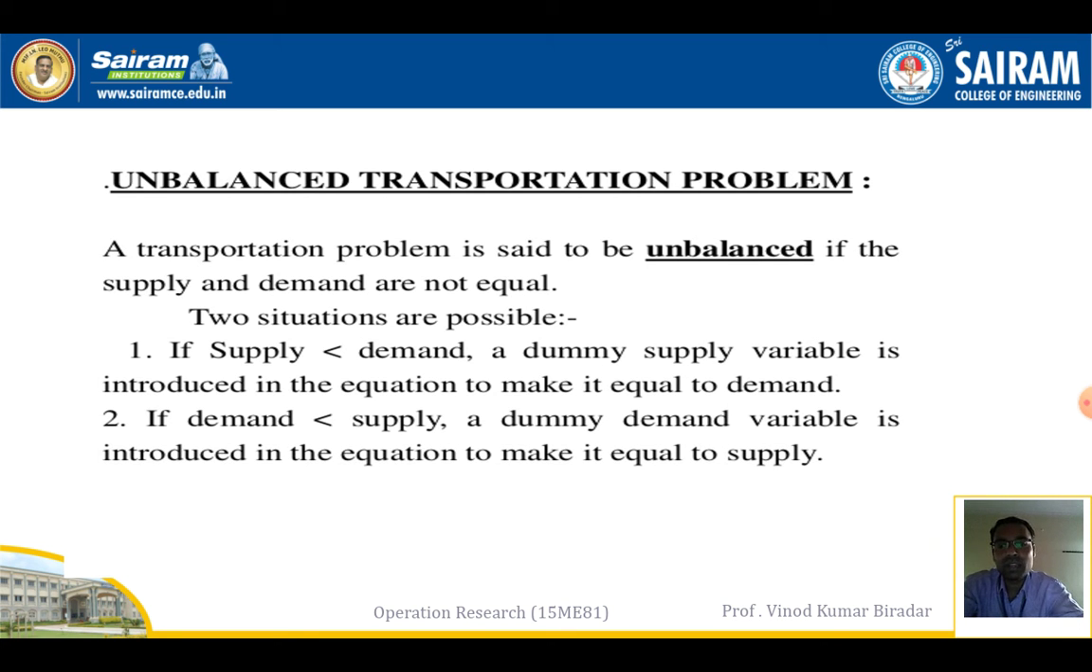If supply is less, introduce a dummy column. Suppose demand value is less than supply, a dummy demand variable is introduced in the equation to make it equal to supply. We have to introduce a dummy row if the demand value is less, and a dummy column if the supply value is less. Keep this in mind, it is very important. If you understand these two steps, you can solve the problem very easily. I repeat, an unbalanced problem means demand value is not equal to supply.